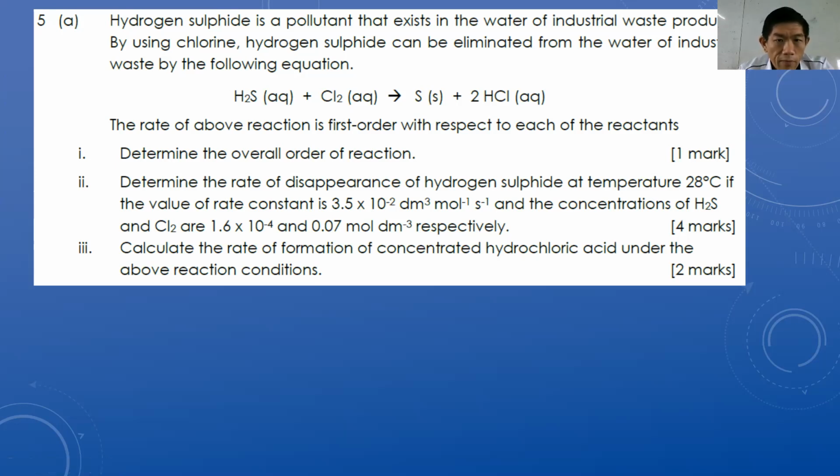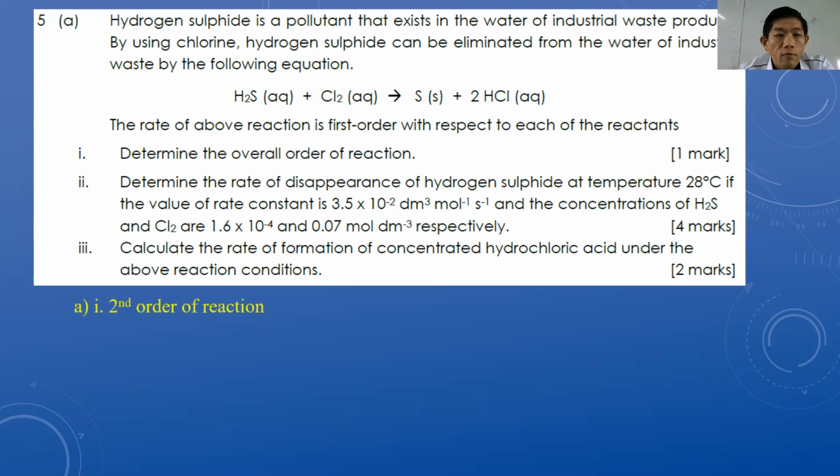Number 2, determine the rate of disappearance of hydrogen sulfide at 28 degrees Celsius if the value of the rate constant is 3.5 × 10⁻² dm³, and the concentrations of H2S and Cl2 are 1.6 × 10⁻⁴ and 0.07 mol per dm³ respectively. Now, if you look carefully at all the values here, they are all showing 2 significant figures. Therefore, your final answer should also be 2 significant figures. And then finally, number 3, calculate the rate of formation of HCl under the above reaction, 2 marks.